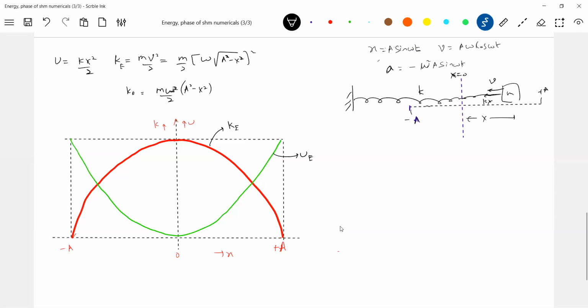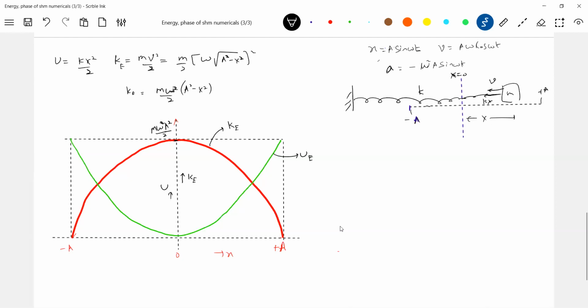What is the maximum value? How much is the maximum value? The maximum value is m omega square a square by 2. How can you say this is the maximum energy? Because what is the value of maximum speed? A omega, so m omega square a square by 2 is what? The maximum oscillation energy of the system.